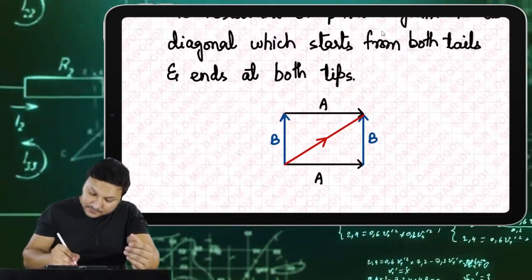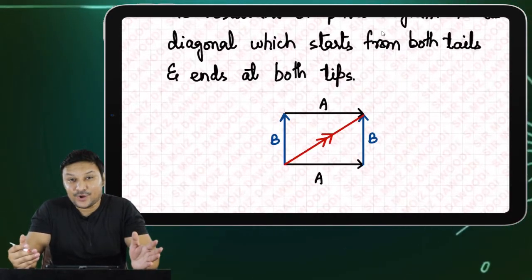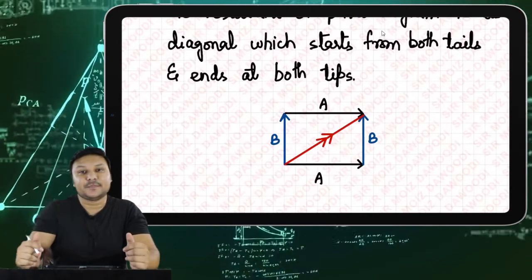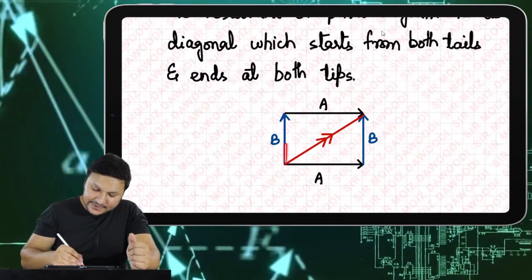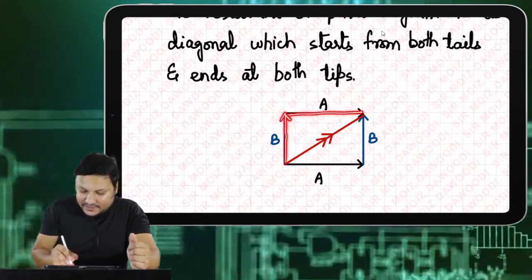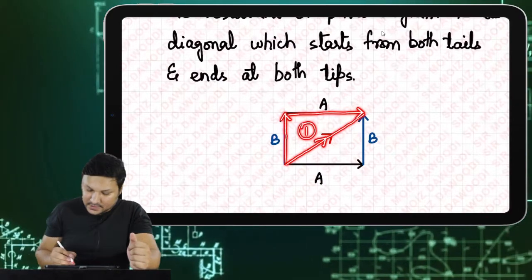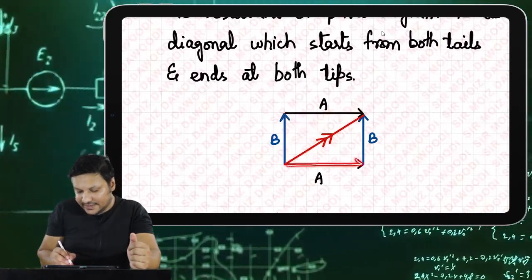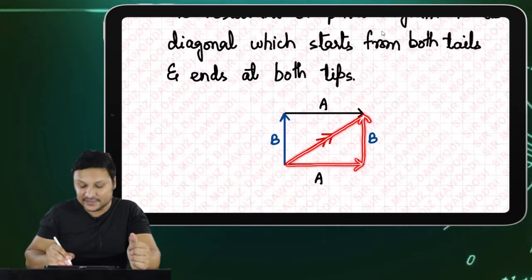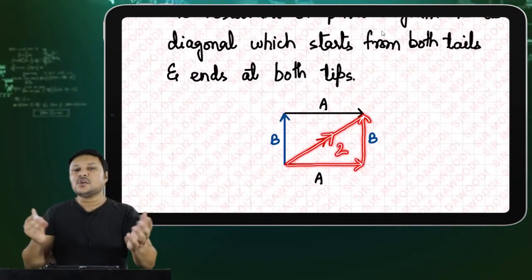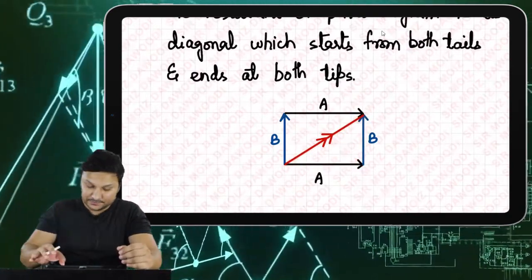But wait a minute, why am I showing the diagonal by two different arrows? Because the parallelogram method is nothing but twice of tip to tail rule. Why? Because if you join the tip of vector B with the tail of vector A, resultant will start from the tail of B to the tip of A, and this is first tip to tail rule. Similarly, if you join the tip of vector A with the tail of vector B, resultant will start from tail of vector A to the tip of vector B. This is second tip to tail rule. So parallelogram method is nothing but twice of tip to tail rule. I hope you have understood.